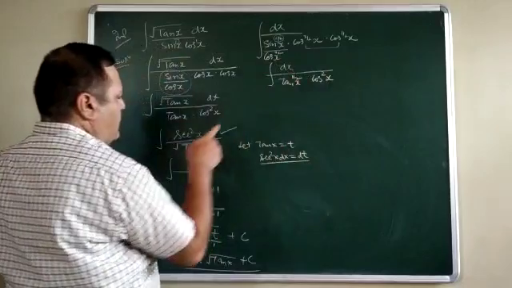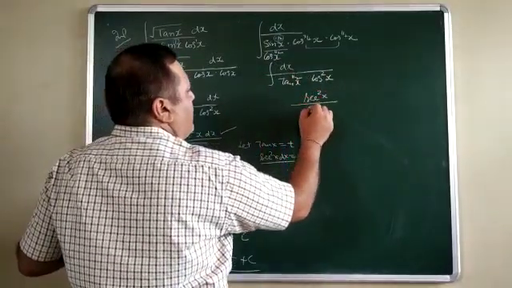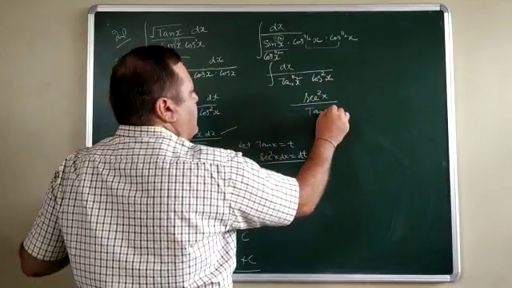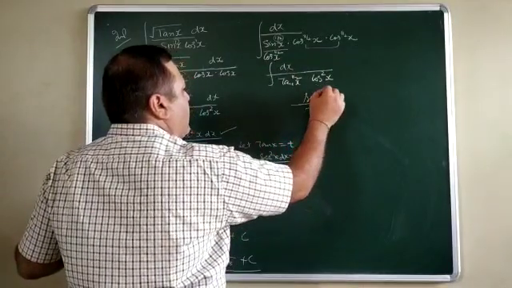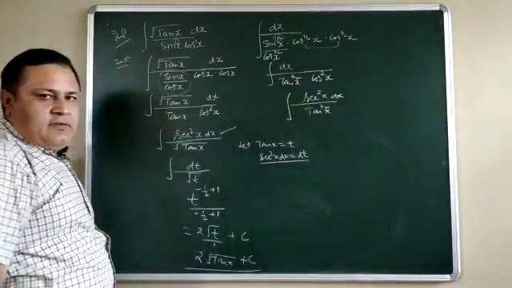Now see, the situation is the same as that. It becomes secant square x upon tangent x with under root. After that you will have to move with the same process. Okay, so be careful.